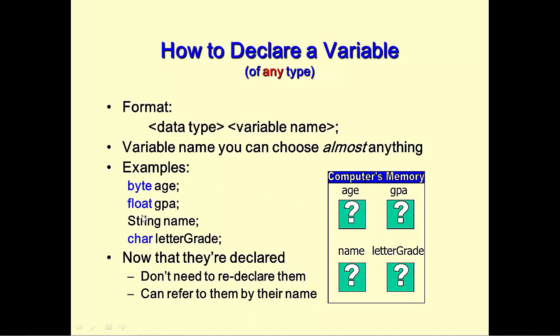A couple of other examples here. Here's the data type variable name semicolon, in other words float GPA semicolon. Here's another example, string name semicolon. And then here's a final example, char letter grade semicolon. But notice in all 4 of these examples that we can go back to this format of data type variable name semicolon. Okay, so now that they're declared, we don't have to tell the computer twice. We don't have to redeclare these variables. Later on, we can also refer to them just by their name. In other words, age, GPA, name, or letter grade.